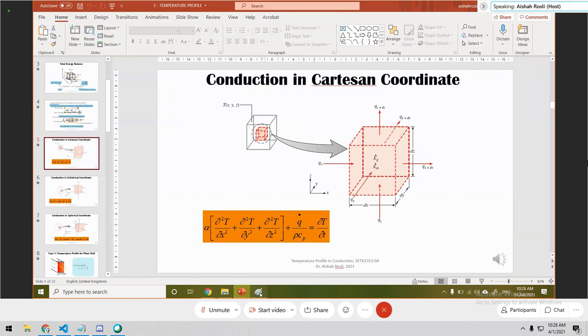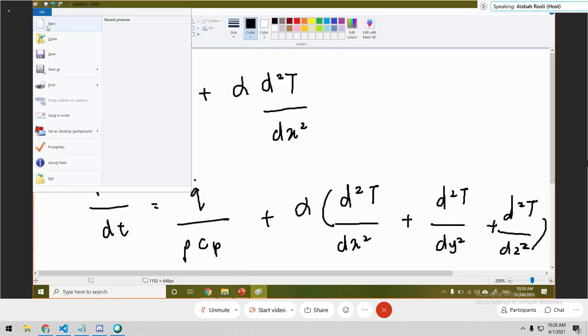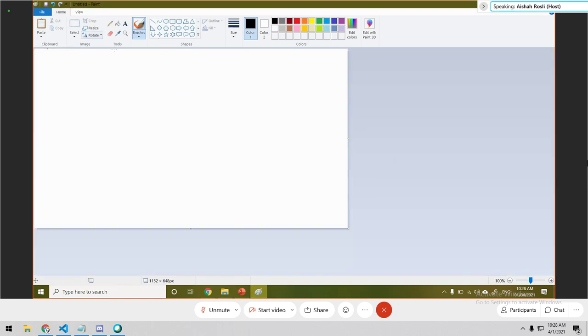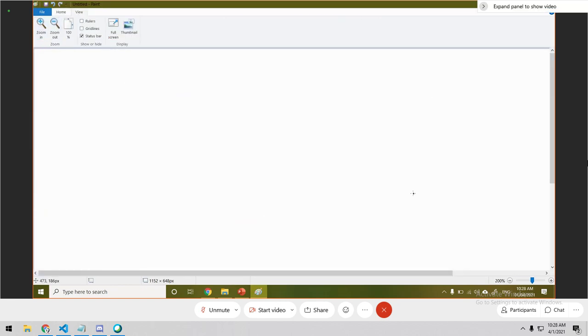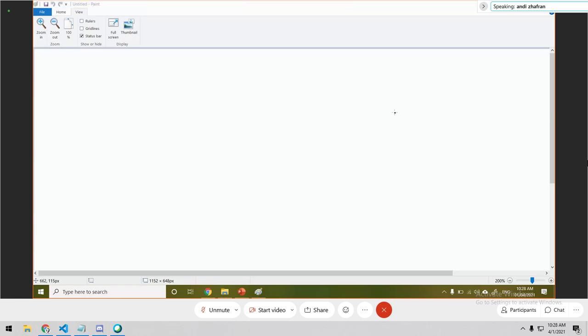Okay, so is that clear for Cartesian coordinates? Or are there any questions? Yes, is it possible if the Q, the heat, is different from each direction? Yes, it is possible.